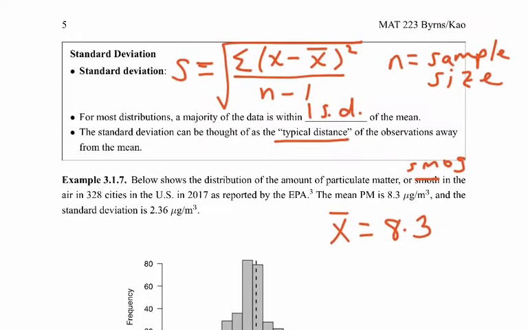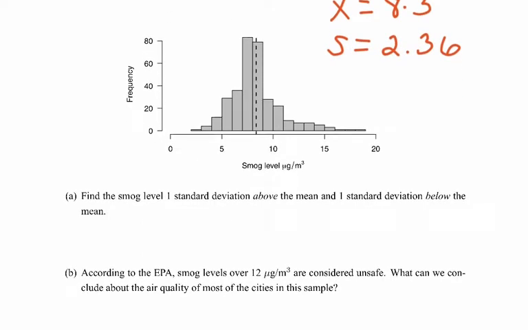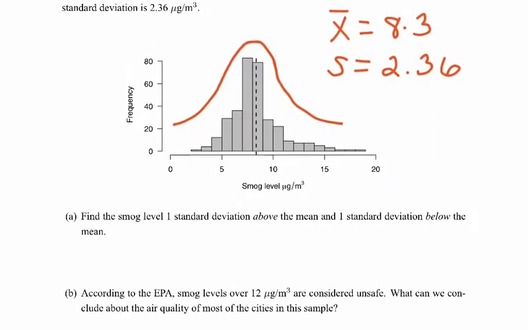And by the way, I used the symbol for standard deviation, but I didn't really highlight it. For a sample, the standard deviation symbol is a lowercase s. So the standard deviation s is 2.36. Would you agree that this is roughly symmetric? It's not perfect, but it comes up to a peak and then it tapers off. So it says find the smog level 1 standard deviation above the mean and 1 standard deviation below the mean. So what I'm doing is taking the mean value and I'm going to add and subtract the 1 standard deviation.